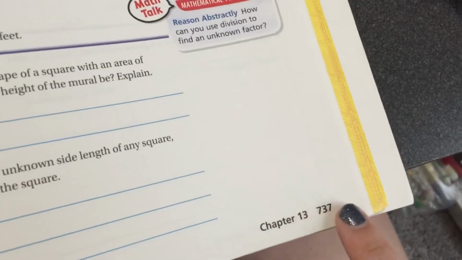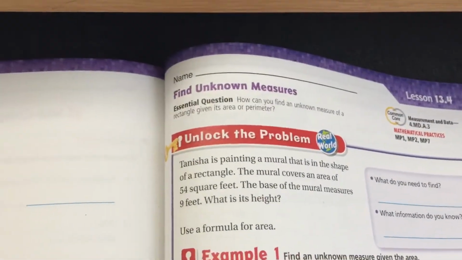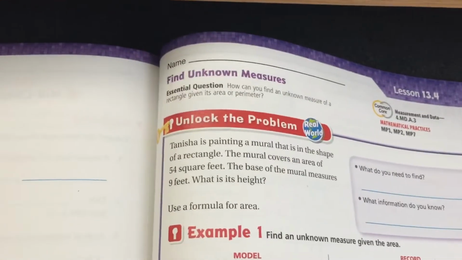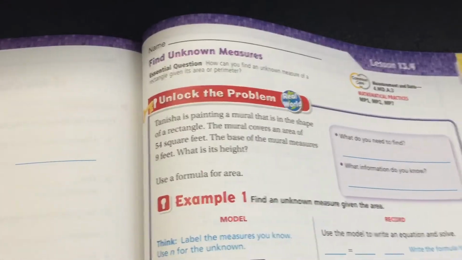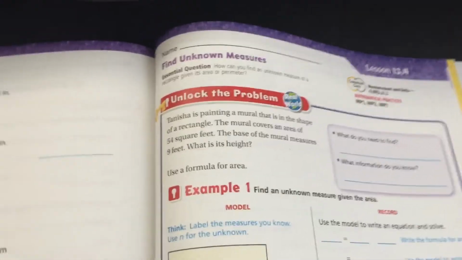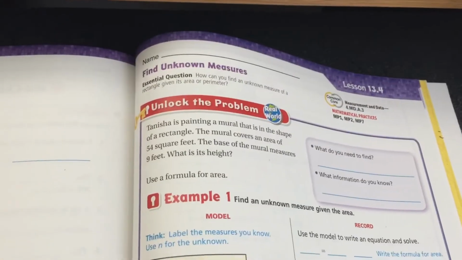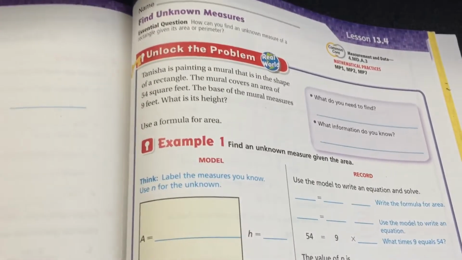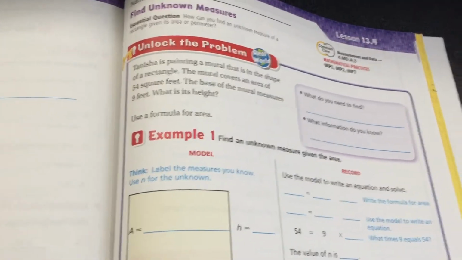It's on page 737. It's finding unknown measures. This is a bit of a challenging lesson. It's using area and perimeter, but it has some missing pieces to it. So in order to find the area and the perimeter of some of these questions, you have to find the missing pieces before you can find the actual answer. So they get a little tricky here and there, so I will do the problems with you so you can get some ideas of how this works.